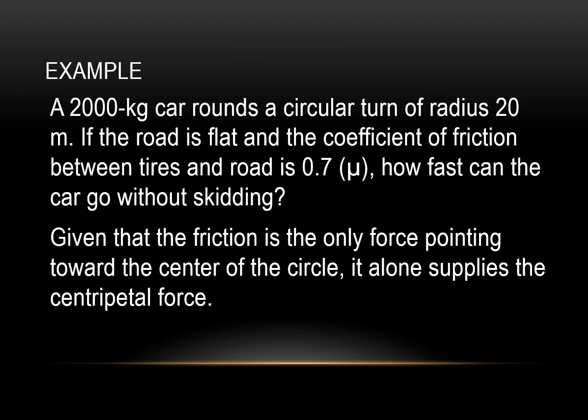Here is the example of the question for the centripetal acceleration. A 2000 kilogram car runs a circular turn of radius 20 meters. If the road is flat and the coefficient of friction between tires and road is 0.7, how fast can the car go without skidding? Given that the friction is the only force pointing towards the center of the circle, and it alone supplies the centripetal force. So guys, you can try to answer the example of the questions.